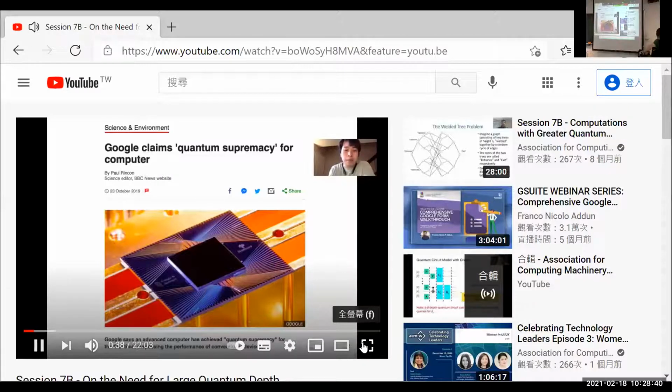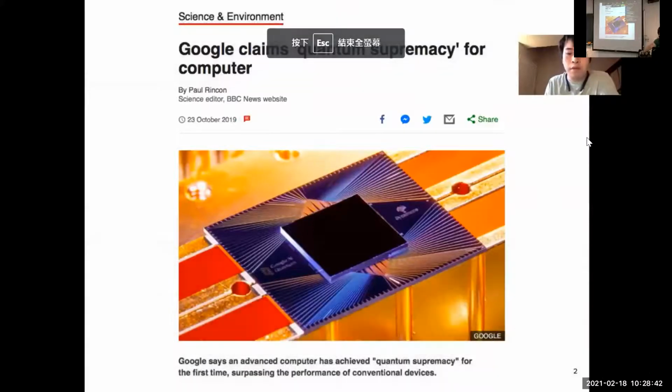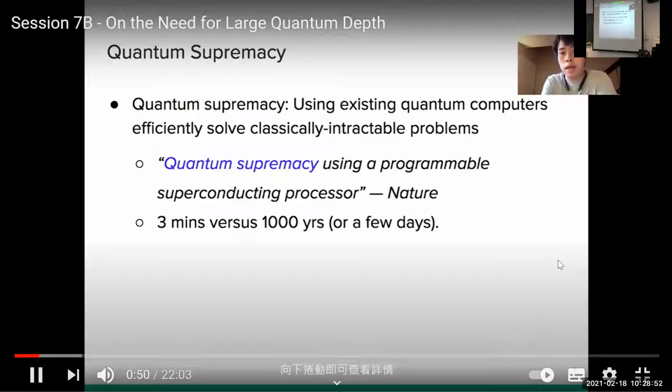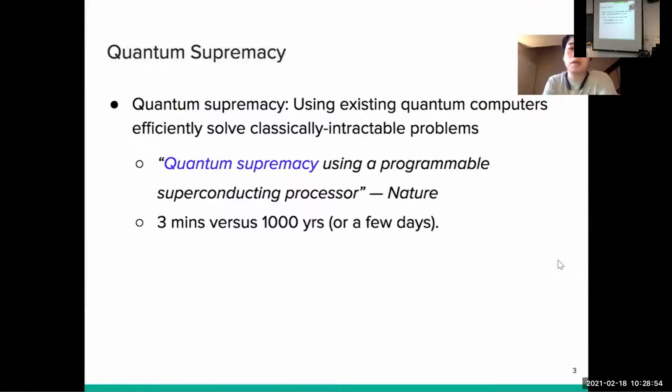First time surpassing the performance of conventional devices. So what does that mean? What is quantum supremacy? Quantum supremacy means that you can use existing quantum computers to efficiently solve classically intractable problems.